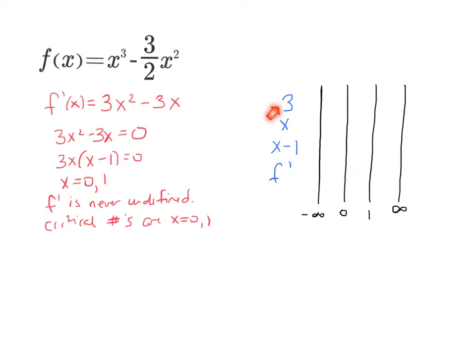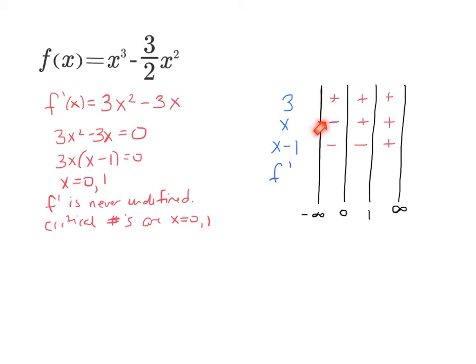So 3, no matter what the interval is, will always be positive. So I'm going to say that this is positive, positive, positive. Now x will have negative values on the first interval, but positive values on the next two. So this will be negative, positive, positive. X minus 1 will be negative here and negative here, but then positive. Negative, negative, positive. Now we know that this times this times this is equal to f prime.